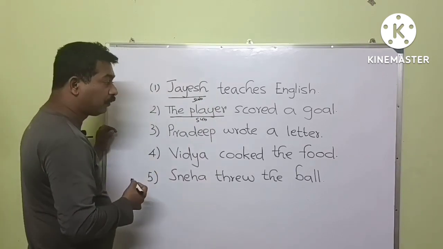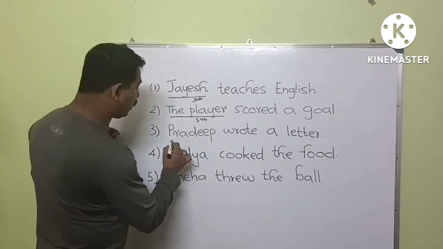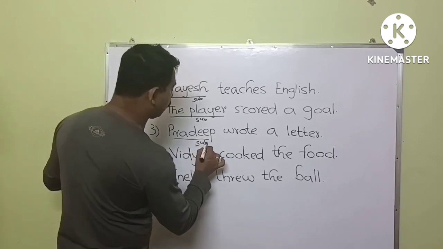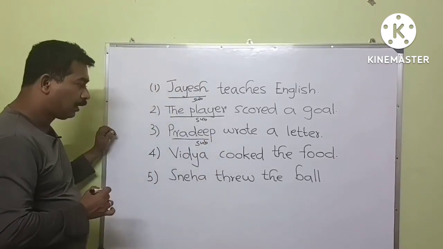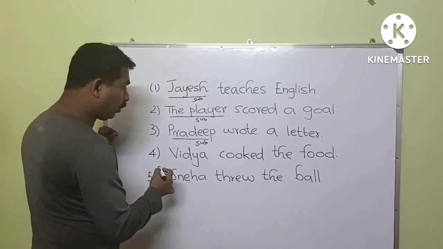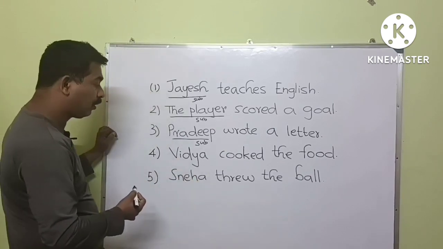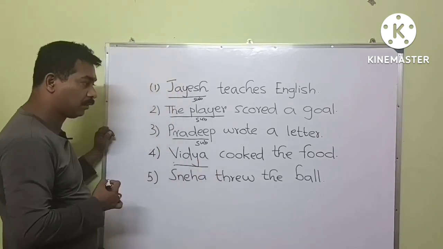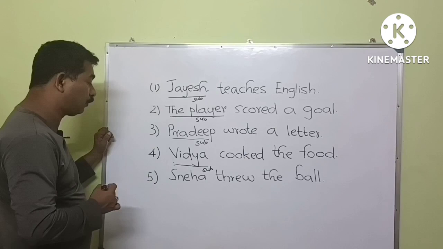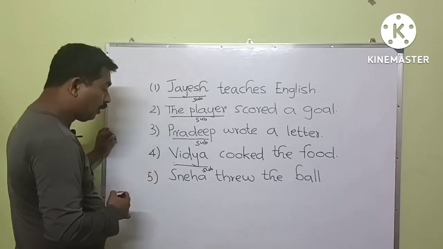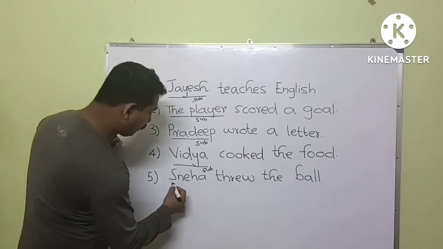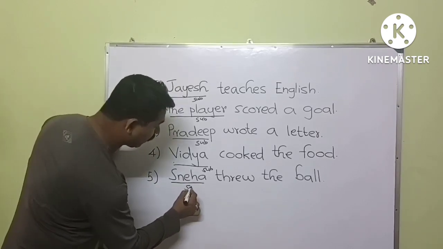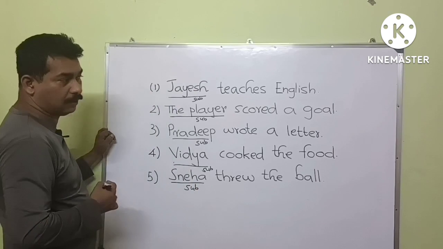In the third sentence, who is the doer of the action? Pradeep is the doer of the action. So Pradeep is the subject of the third sentence. Fourth sentence, who does the action? Yes, Vidya does the action. Vidya is said to be the subject of the fourth sentence. In the fifth sentence, Sneha is the doer of the action. Sneha is the subject of the sentence.